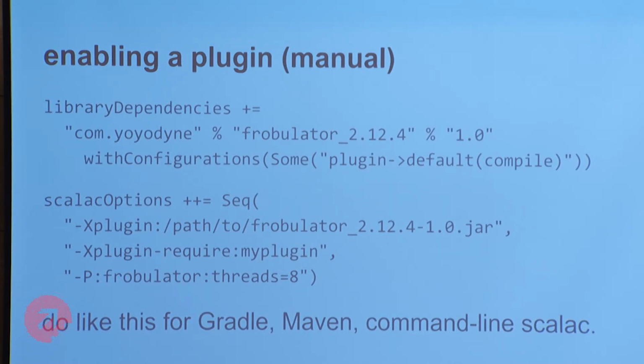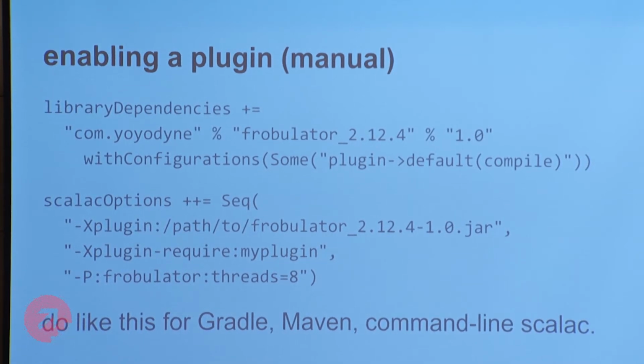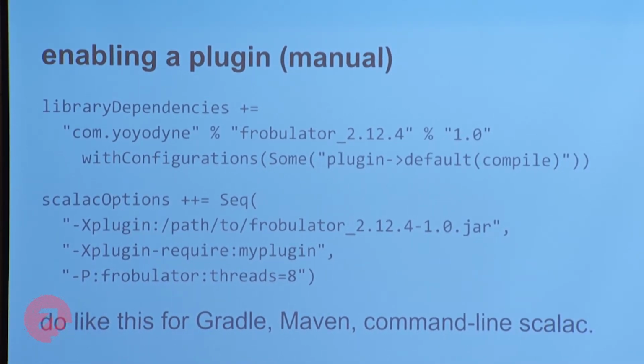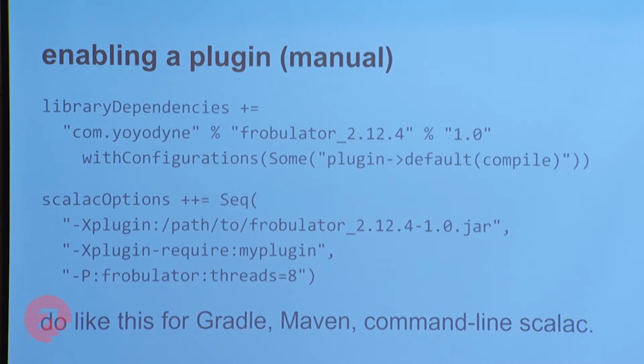Oh, and it does one other thing, which is fill in these X plugin options to enable the plugin. So you've got one to enable it and give the path name to the jar, and then another to say, yes, I really want this plugin. Why these are separate flags, I have no idea. So this is SBT syntax, but you would just do the same thing in a different build tool, with whatever that build tool's syntax is.